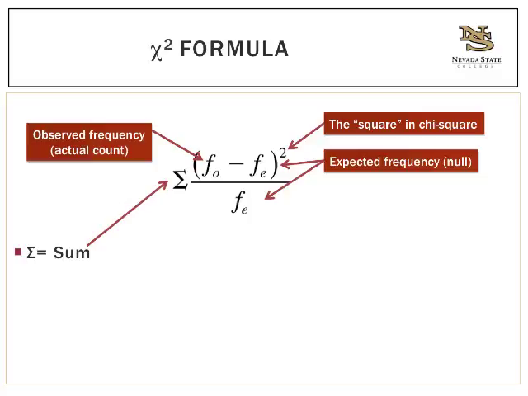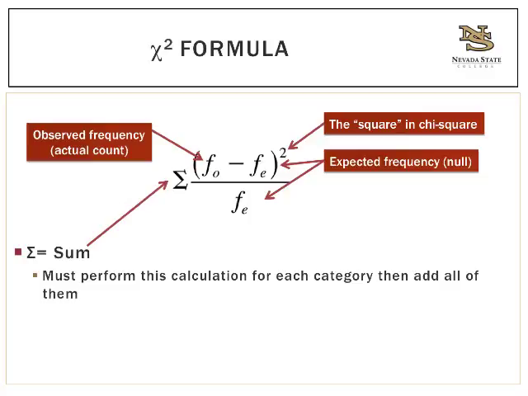You'll then need to sum this for each category. So you need to do this calculation for each category. We had 4, and then add all of them at the end, and that gives you your chi-square, just like before. So this takes organization, as you all know.